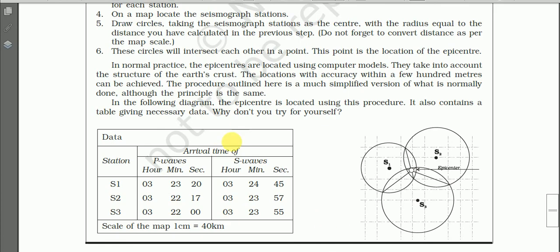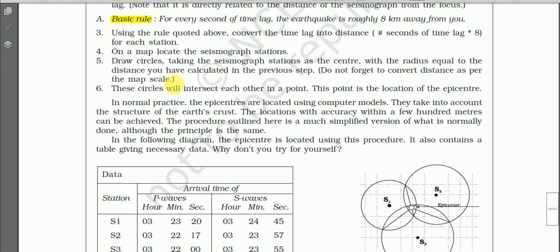Then what to do on the map? Okay, after step 4, on the map locate the seismograph stations. Then draw circles taking the seismograph station as the center with the radius equal to the distance you have calculated in the previous step. And these circles will intersect each other at a point, and this point is the location of the epicenter.